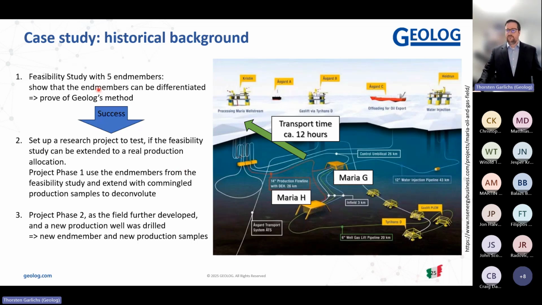So the first step was a feasibility study with 5 end members, the so-called reservoir geochemistry. Here, Geotech and Geolog showed that they can deconvolute end members, and this is the proof of the Geolog methods. You can imagine this was a success, as I said, otherwise we would not present the data today. So the next step was set up a research project, and we test if this feasibility study, so just the deconvolution of the end members, is possible to use to deconvolute real production samples.